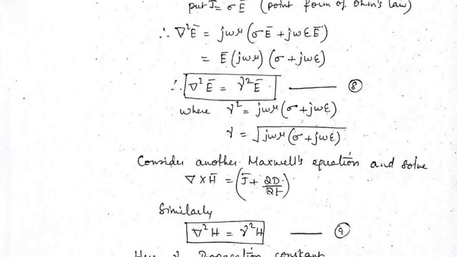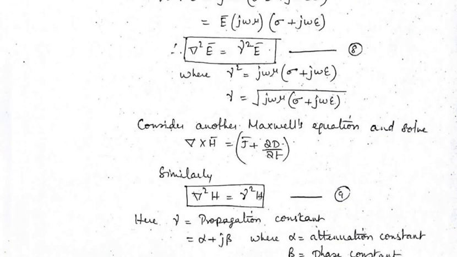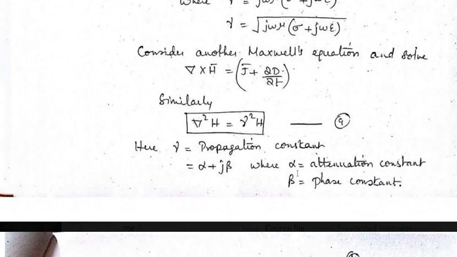Now if you take another Maxwell's equation, that is del cross H is equal to J plus dou D by dou t, and proceed as in the previous derivation, we get the equation in terms of H, that is del square H is equal to gamma square into H. So here gamma is known as the propagation constant, which is equal to alpha plus j beta. Here alpha is the attenuation constant and beta is the phase constant.